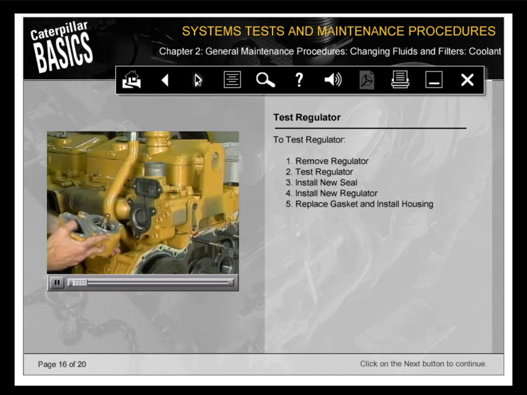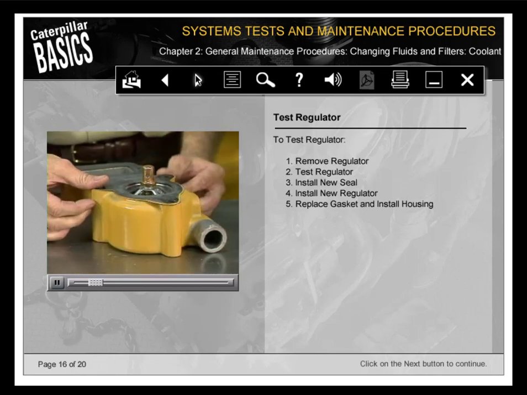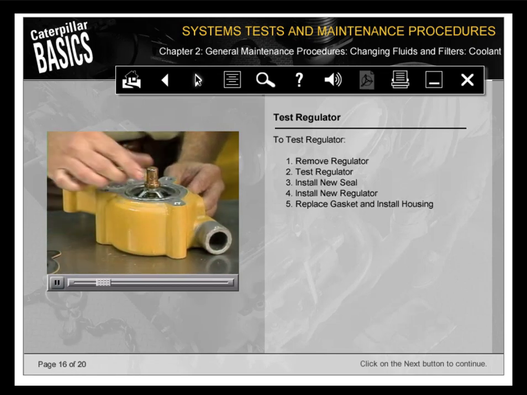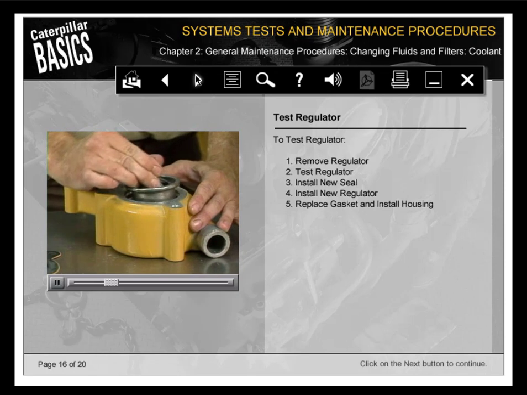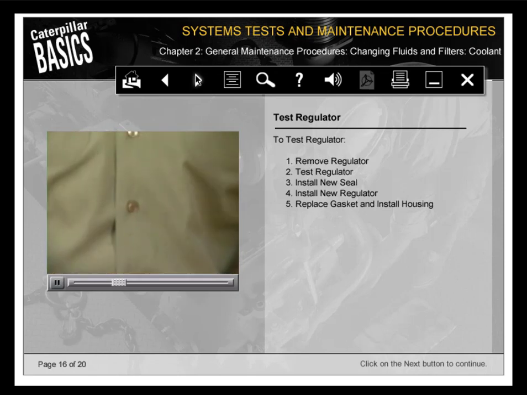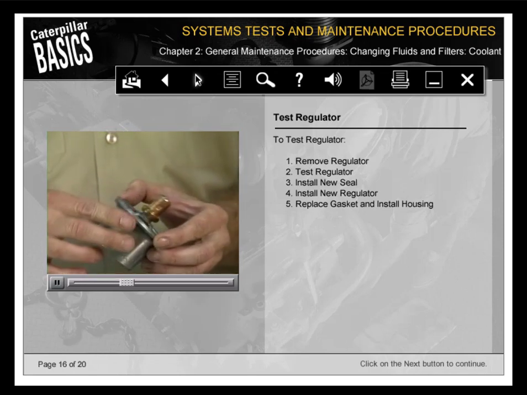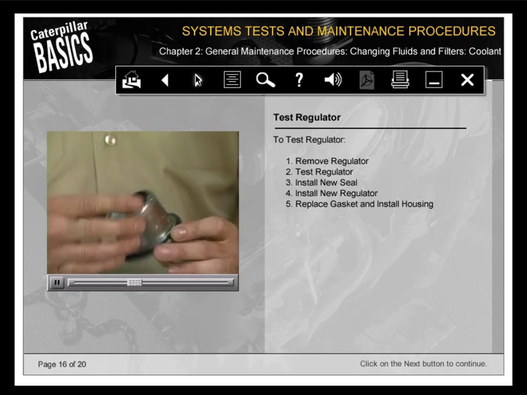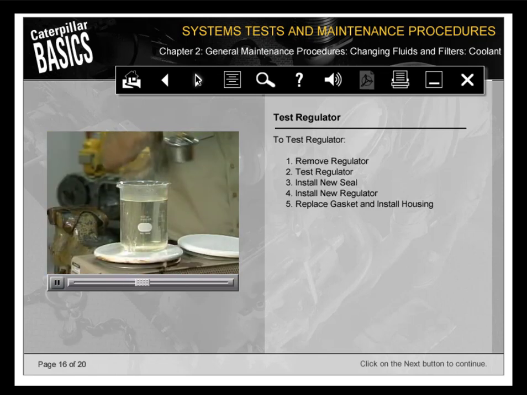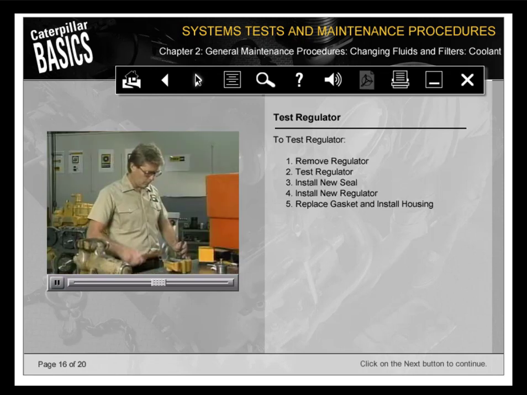To get to the regulator, remove the regulator housing and manifold from the cylinder head. Open the housing and remove the regulator and seal. If the regulator is damaged or has heavy deposits, replace it. Otherwise, test the regulator. If it meets reusability standards, reuse it.